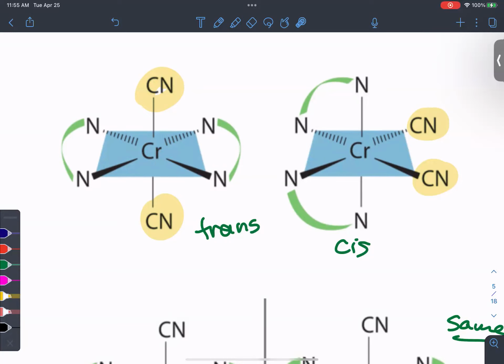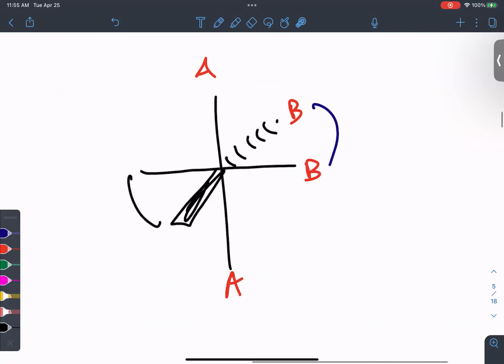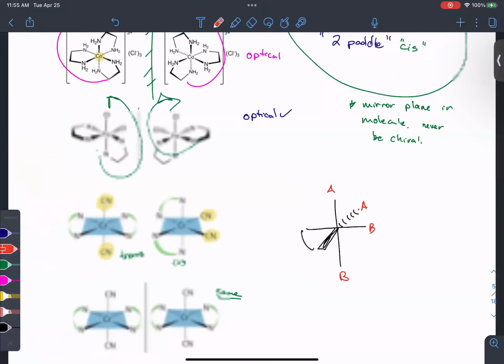Does that make sense? And I think if we go back to this example also, if you're looking at the other ligand, A and A are trans to one another. But in the example where we did have an optical isomer, where it was A, B, B, A and B are cis to one another. That makes sense? Yeah, all right. Okay.